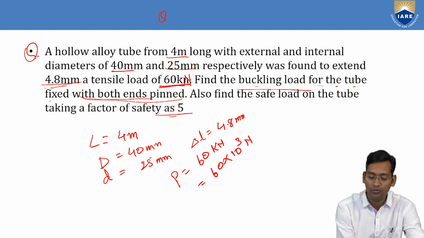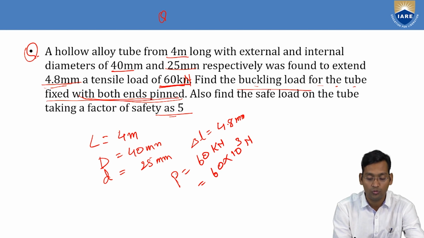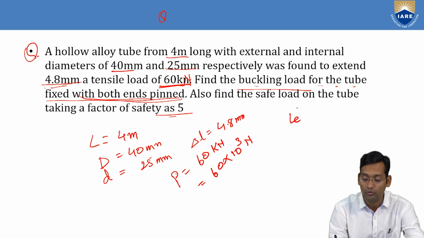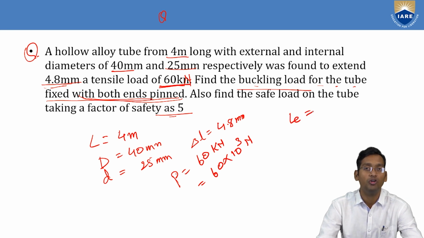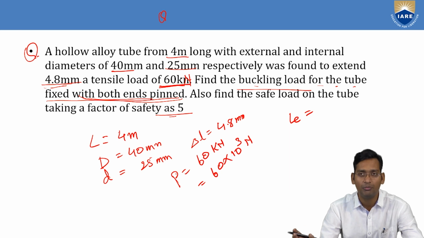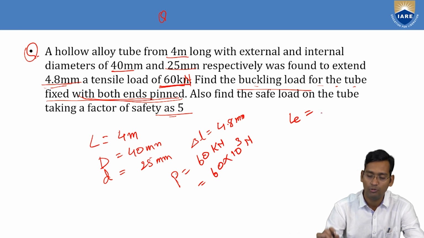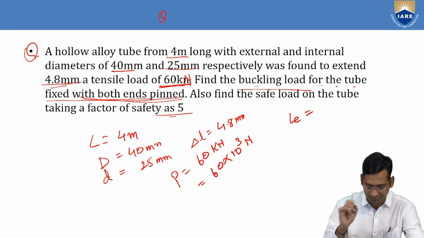Buckling load for the tube fixed with both ends fixed. So both ends fixed gives the LE value. What LE value you have to take according to the given condition. So in this case, it's both ends fixed, so LE will be equal to L. If it's one end fixed, then it will be 2L. So depending upon what condition is there, that condition you have to take for the equivalent length.